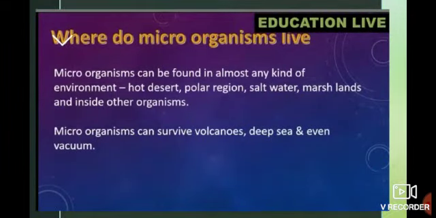Where do microorganisms live? Microorganisms can be found in almost any kind of environment. For example, hot deserts, polar regions (polar means ice), salt water and marshlands, and inside other organisms, like in our stomach or in our body. Anywhere they can hide. Microorganisms can survive in volcanoes, meaning however much heat there is, they can survive, in the deep sea, and even in a vacuum in air.